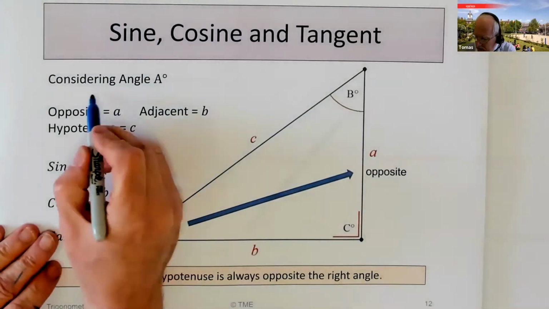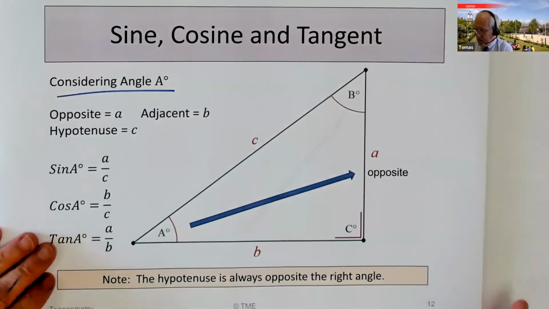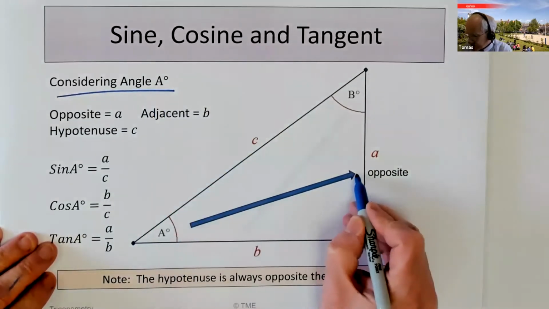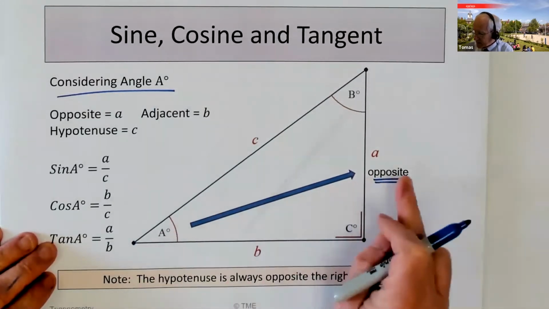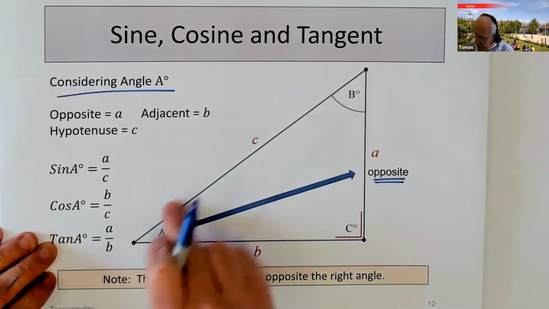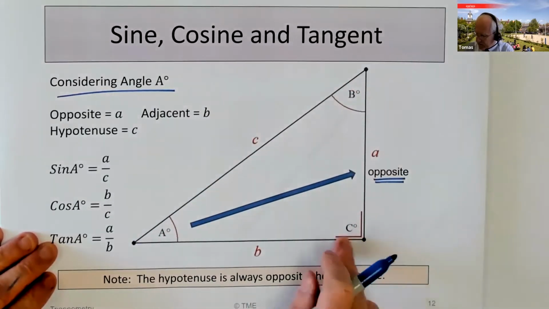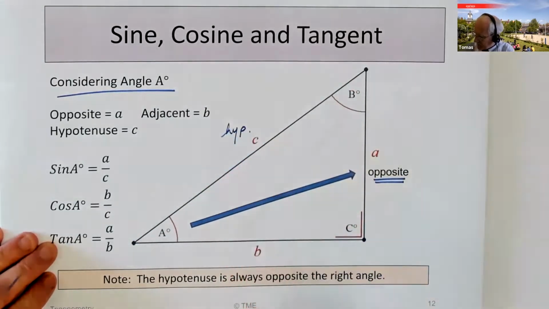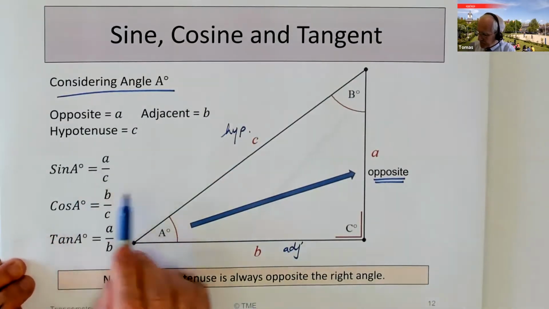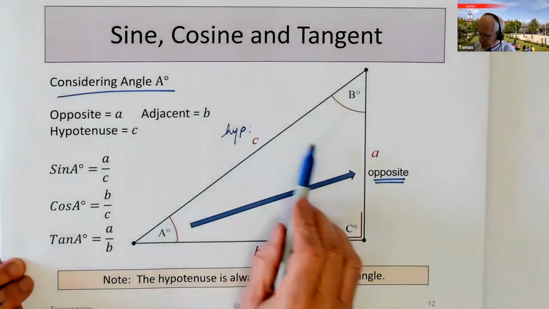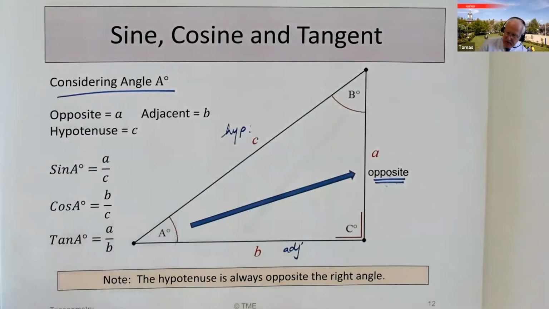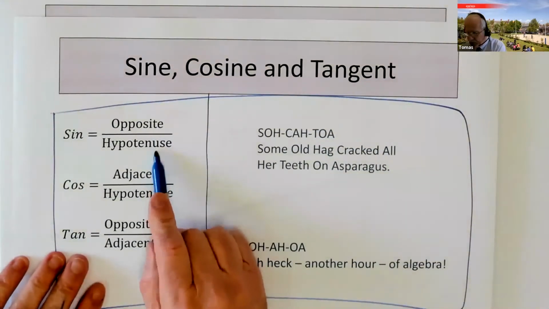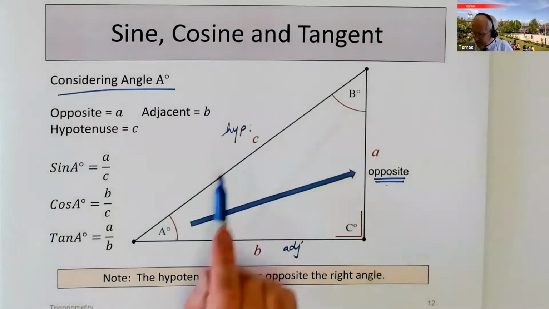So let's consider angle A. If this is angle A, the first thing you do is you draw this arrow, and that defines this as the opposite. So go away from the A, it's the side A, this is opposite. This is the longest side because it's opposite to 90, so this becomes the hypotenuse, and this becomes the adjacent. So in this case, sine A is opposite over hypotenuse, A over C. Because we've looked it up here and sine is opposite over hypotenuse.